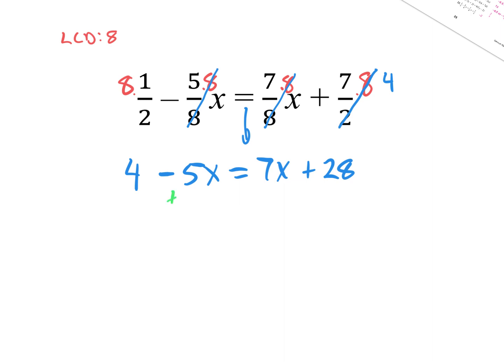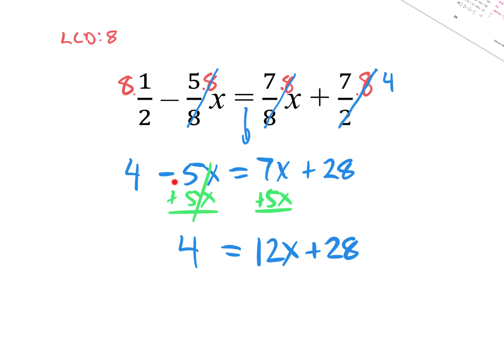So I'm going to add 5x to move it to the right side. Now, why did I do that? Because I had x's on both sides. I don't want x's on both sides. I only want x's on one side. So what do I have left? I have a 4, an equal sign, a 12x, because 7 plus 5 is 12. And we also have a plus 28. So I moved my minus 5x to the other side by doing the opposite of minus 5x. What I do to one side, do to the other. And now I only have x on the right side.